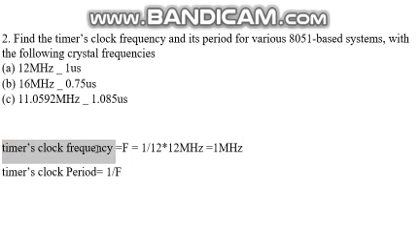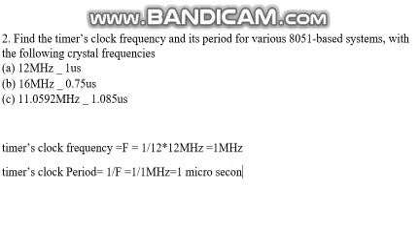This is nothing but the timer's clock frequency. Now we want to find the timer's clock period. The clock period is nothing but 1 upon the frequency, that is 1 upon 1 megahertz, which becomes 1 microsecond. Okay. Similarly, we will go for the second example. This was for case A.